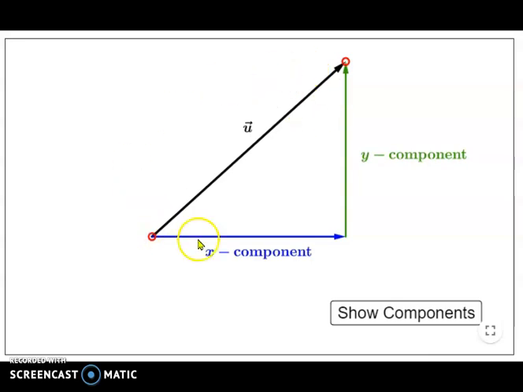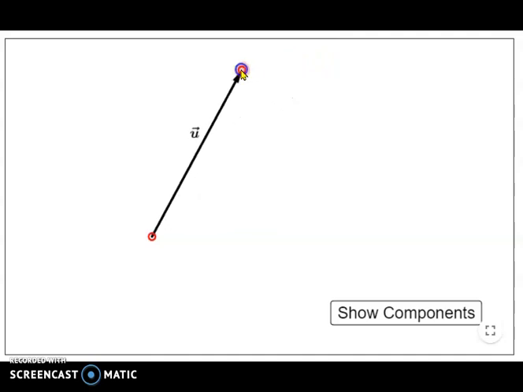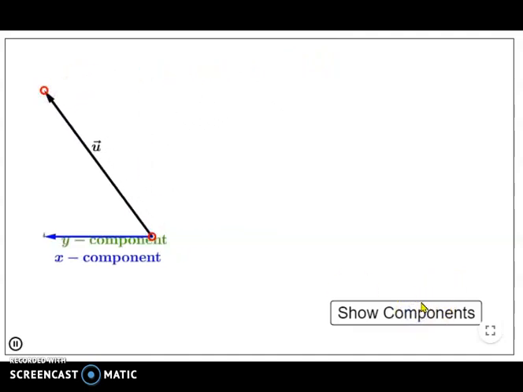So geometrically, the components look like this. Consider this vector U. There are two components here: the x component and the y component. If you change the orientation of the vector, the components look like this.